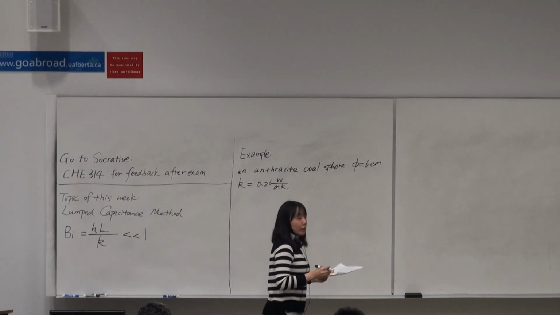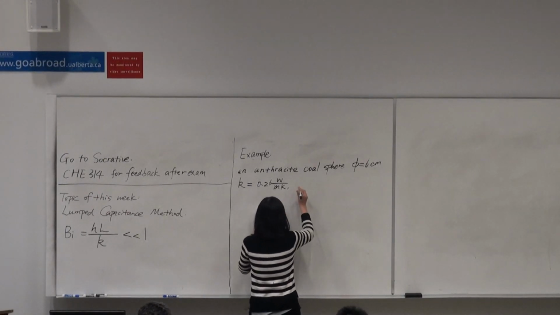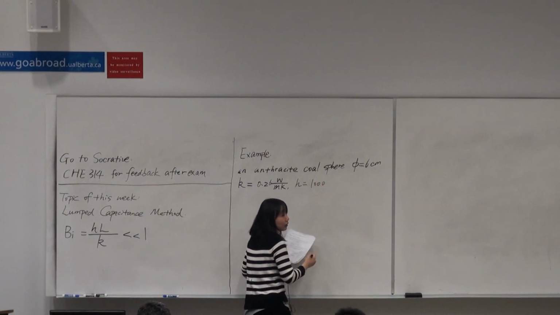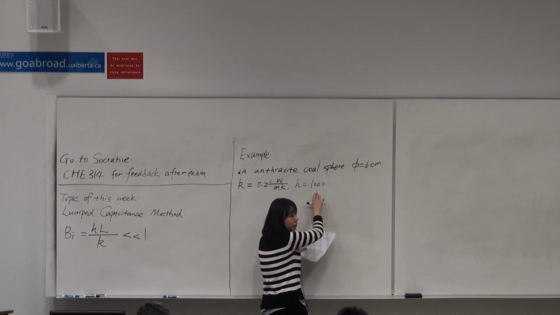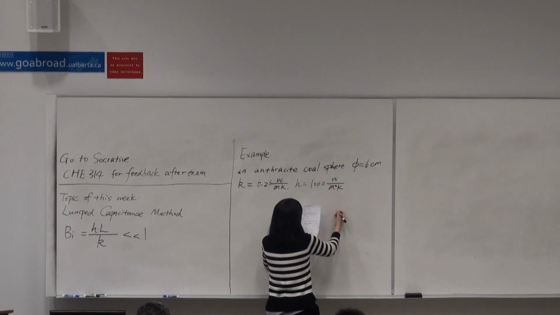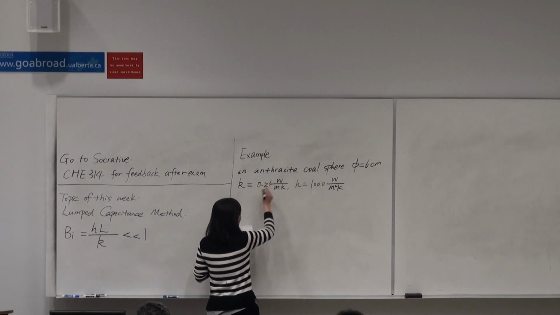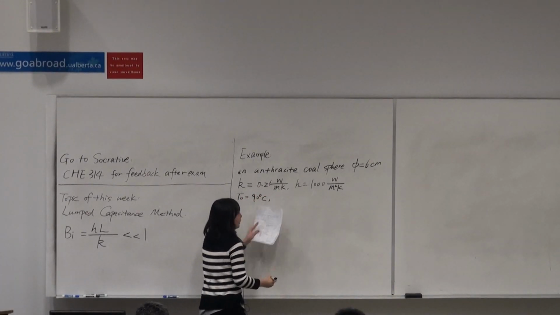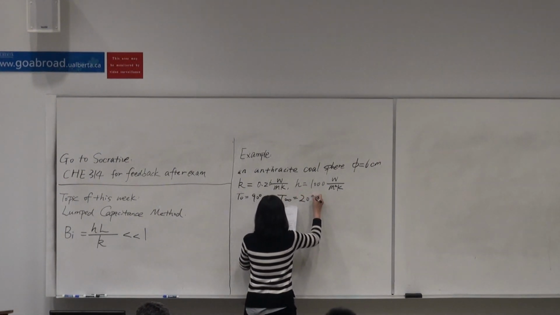Instead of putting it into still air, we now put it into flowing water, and it has a much higher convection coefficient. For moving water, the convection coefficient is 1,000 watt per square meter Kelvin. At the very beginning, everything inside the coal sphere is at 90 degrees, and the temperature of the moving water is 20 degrees.